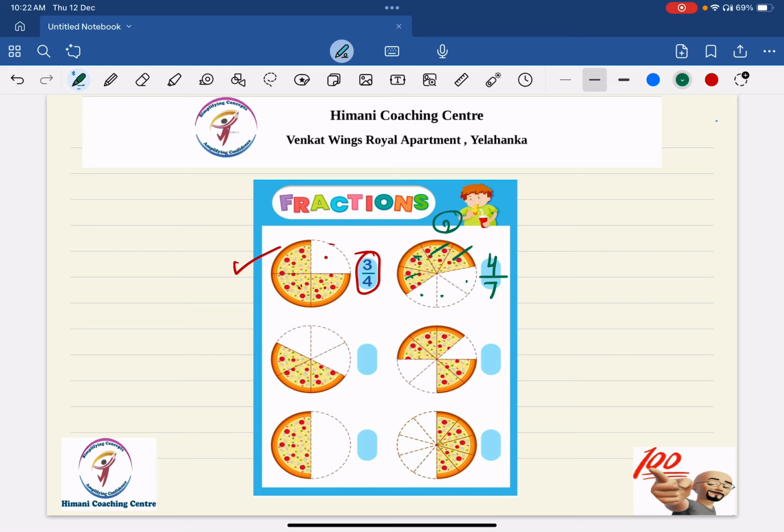Okay, just do it quickly. In the denominator, you write the total number of equal parts. In the numerator, write the number of parts selected.